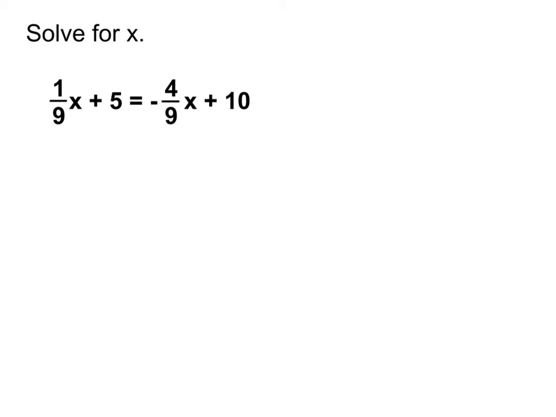I'm going to take this negative 4/9 x on the right, and I'm going to move it to the left-hand side. Well, right now that's a negative 4/9 x. I know there's a fraction in it, but the fraction is still just a number. So the opposite of negative 4/9 x is the positive 4/9 x. I'm adding 4/9 x to both sides.